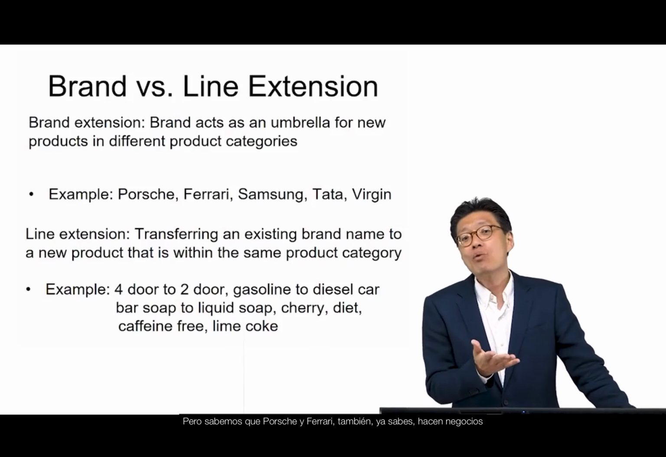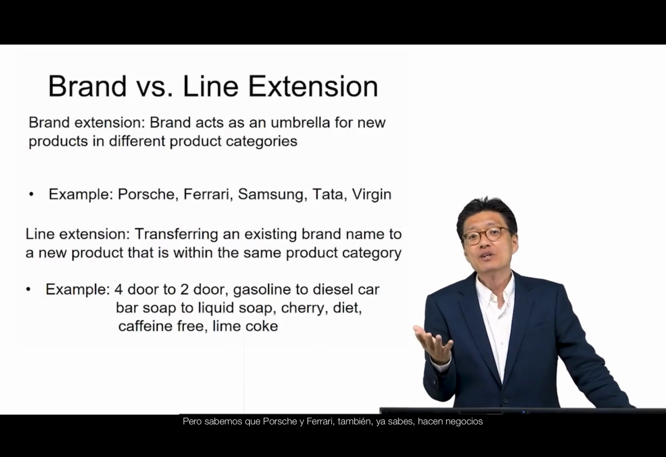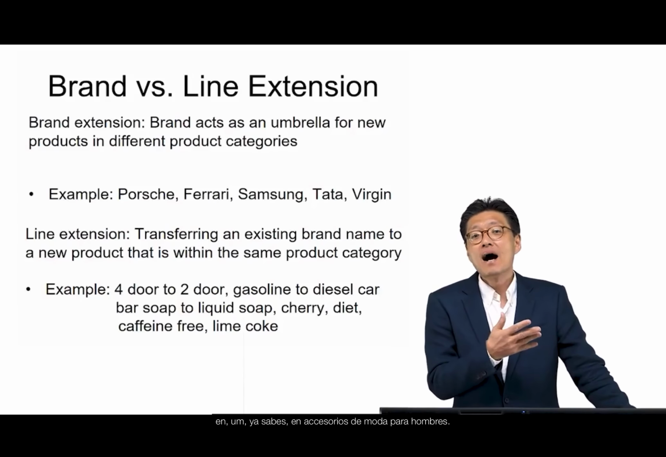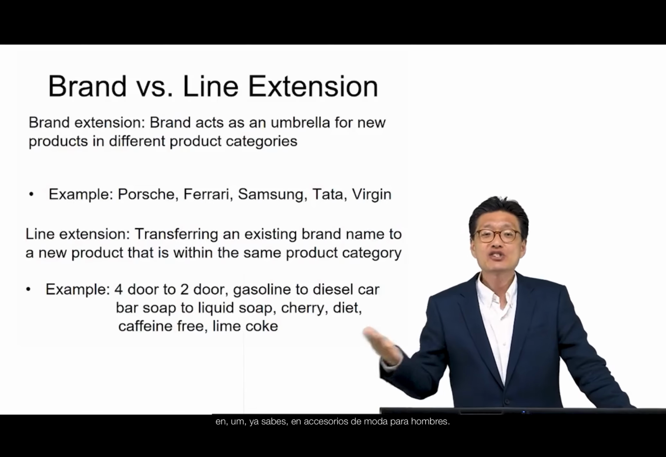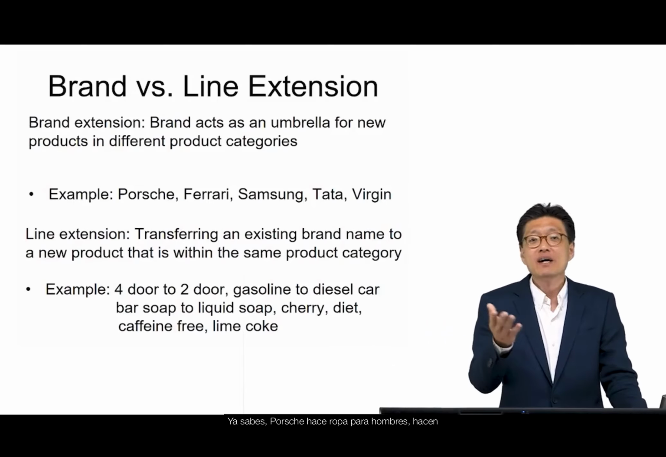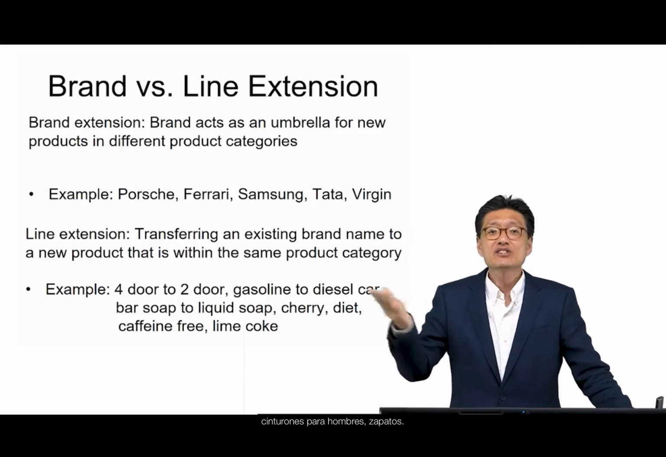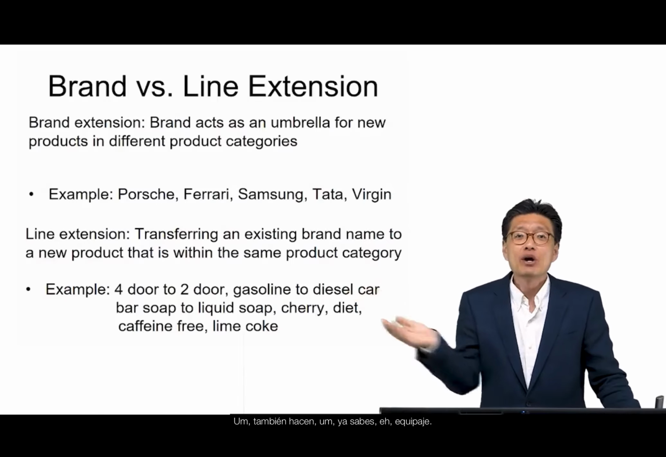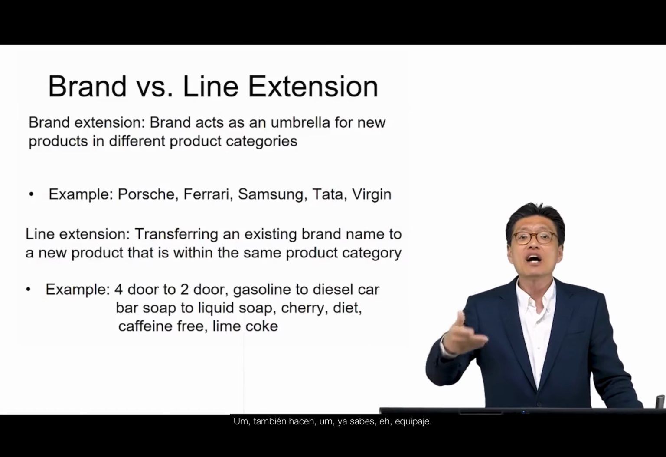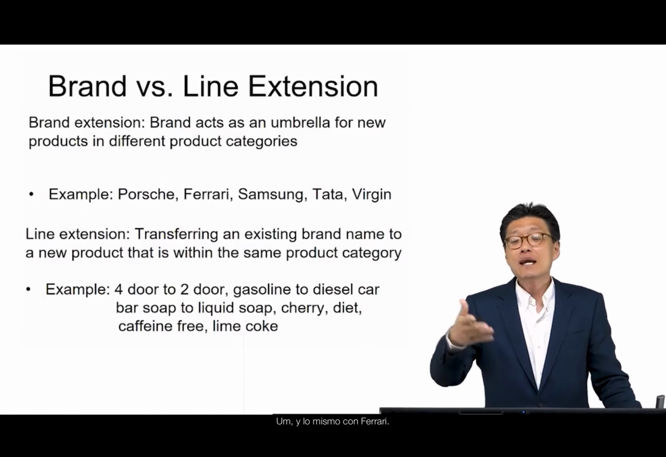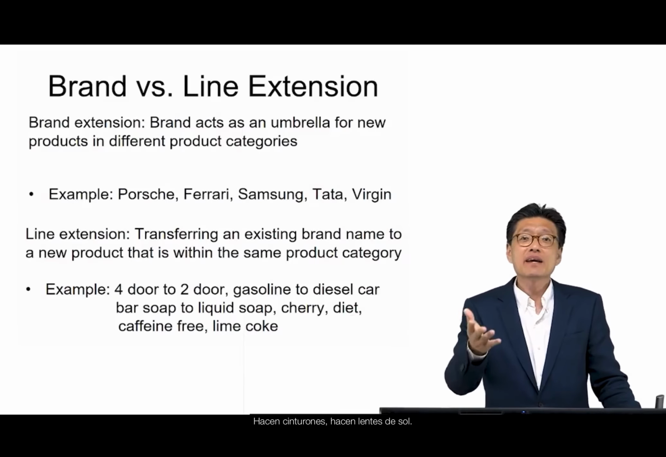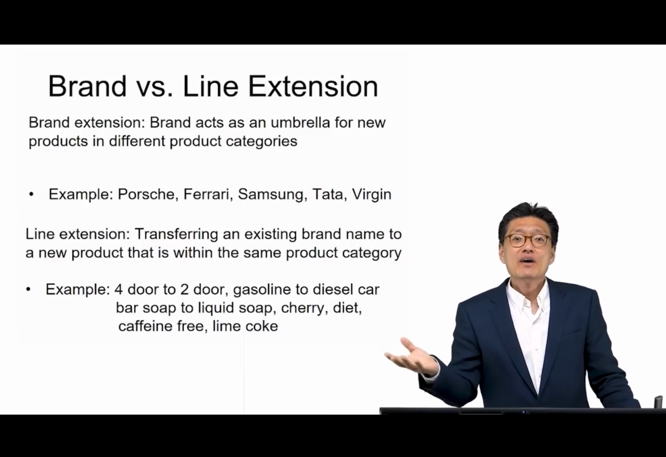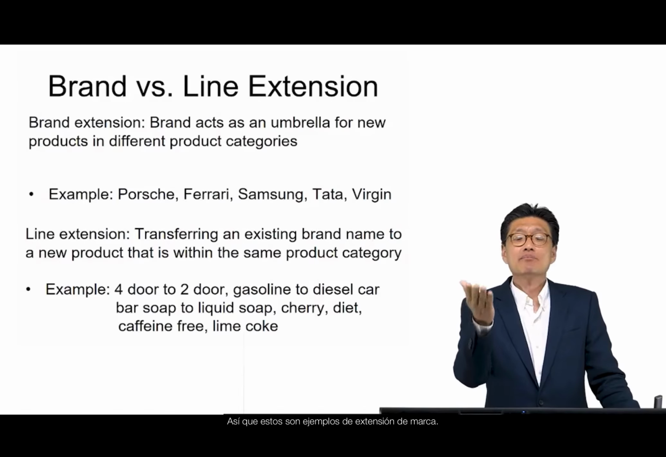But we know that Porsche and Ferrari also do business in men's fashion accessories. Porsche makes men's clothing. They make men's accessories, belts, shoes. They also make luggage. And same thing with Ferrari. They make belts. They make sunglasses. So these are examples of brand extension.